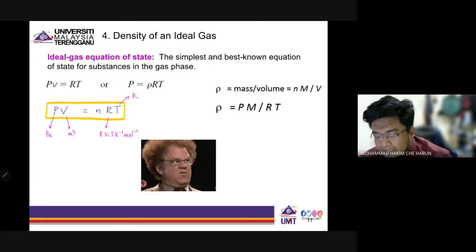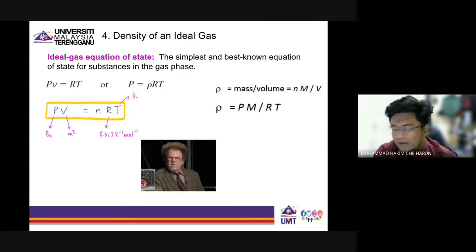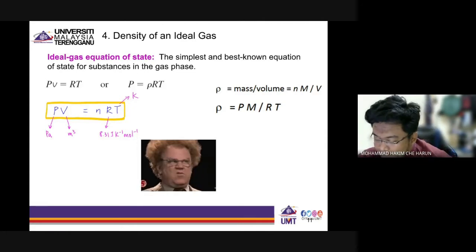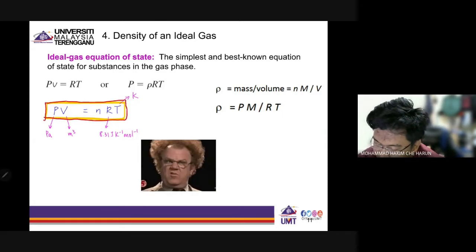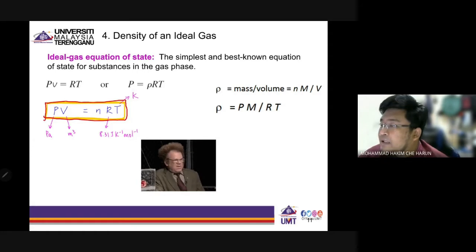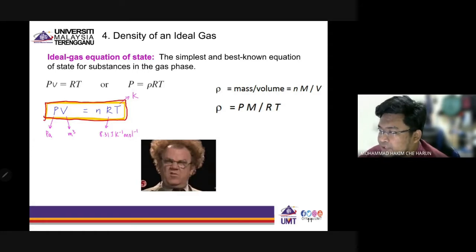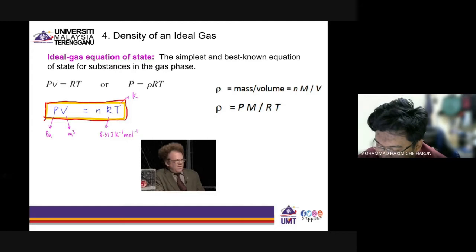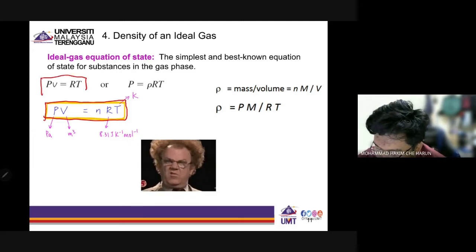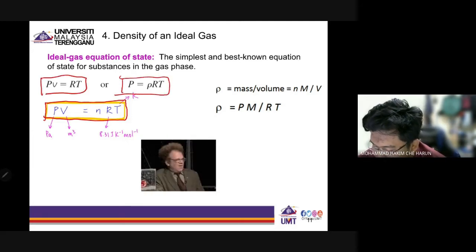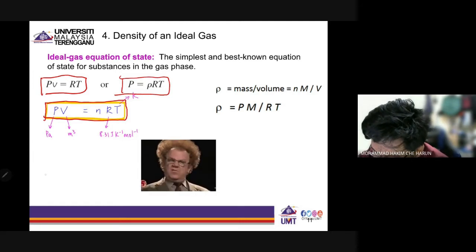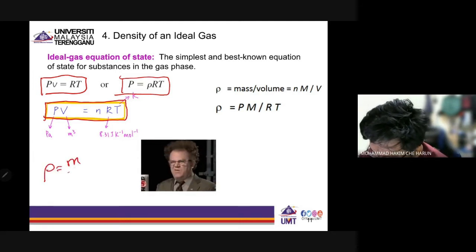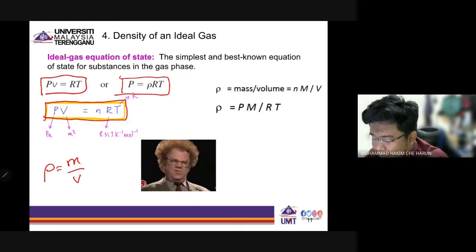Okay, so this is the ideal gas. This is the density of an ideal gas. Normally the most famous equation comes from PV equals nRT. Usually you have to remember this equation, because this is the ideal gas equation of state. It's the simplest one. So it comes from PV equals RT, or P equals rho RT. From the derivations, you will get PV equals nRT. As you can see, density, or we call it rho, equals m over V, which I've shown you in the previous slide.